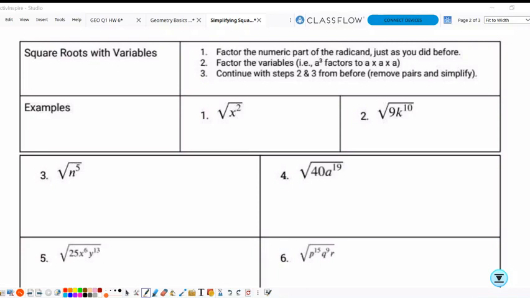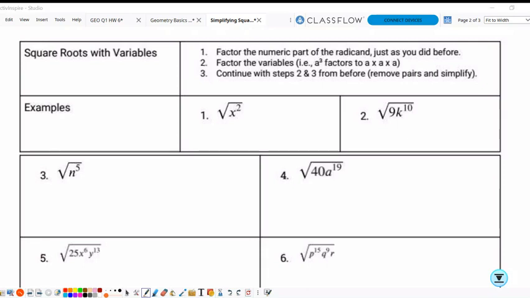In this video, we're going to take a look at simplifying square roots that have variables in them. Our steps are similar to our last video. We want to factor the numeric part of the radicand, just as we did before. We also want to factor the variables. So we might just write out our list of variables and then continue with steps 2 and 3 from before, where we remove pairs and put them outside the radical and then simplify.